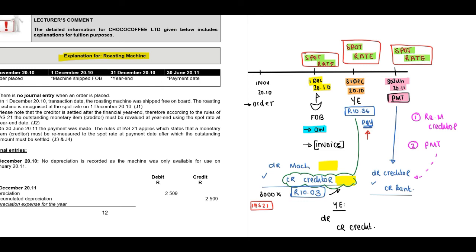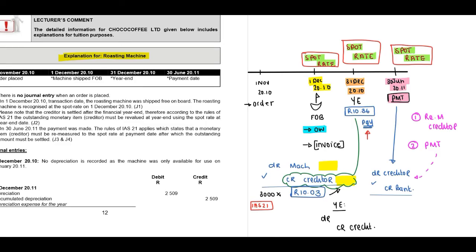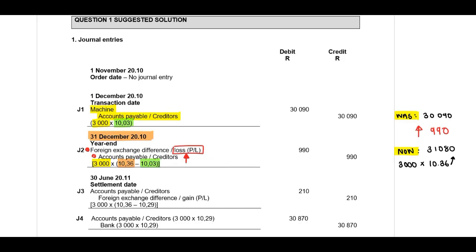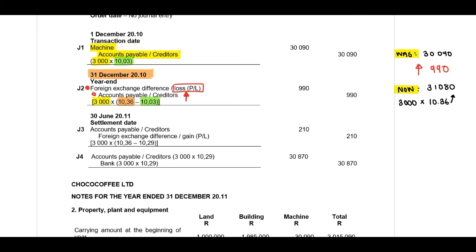Right. Now, if we need to remeasure at spot rate, what is spot rate? Spot rate will be 10 Rand 29. Look at the right side of your screen, please. If we include this here, which will be the 10 Rand 29. Okay, now let's identify. I actually want to look at the journals. Currently, our creditor is valued at 31,080.